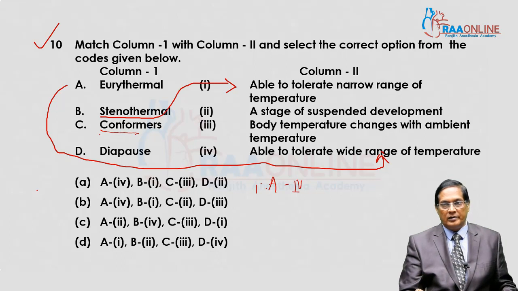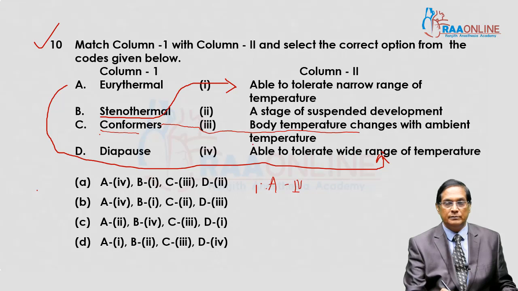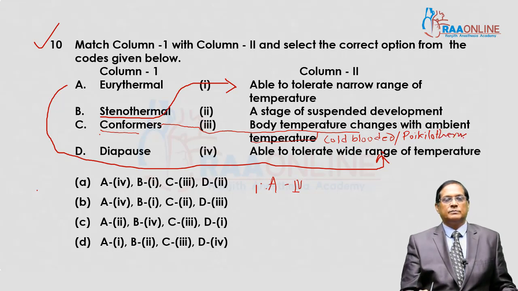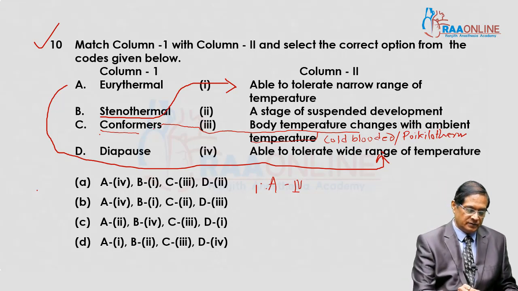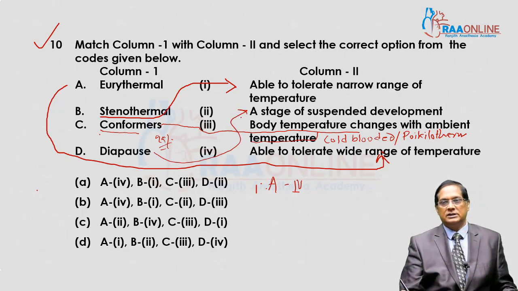Conformers, that is, their body temperature changes with the ambient temperature. In other words, we can say these are cold-blooded organisms, also called poikilotherms. And most of the organisms are conformers. Approximately 99% of organisms are conformers. And diapause is a state of suspension of development.